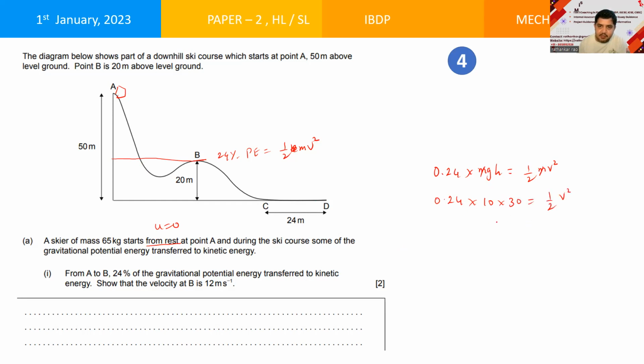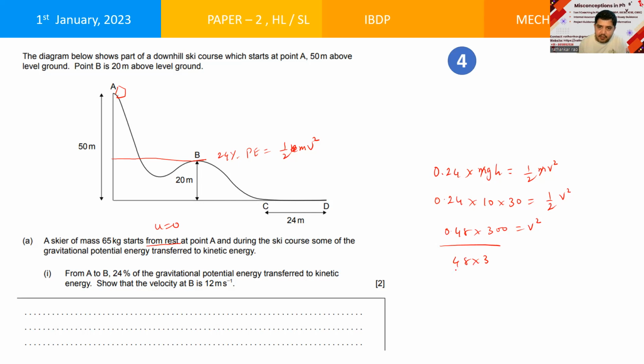So let us solve this. There should be 2 into 0.24, 0.48 multiplied by 10 into 30. I'll write this as 300 is equal to v square. So now what will I do? What will I have here? I don't have a calculator. I am just doing it manually.